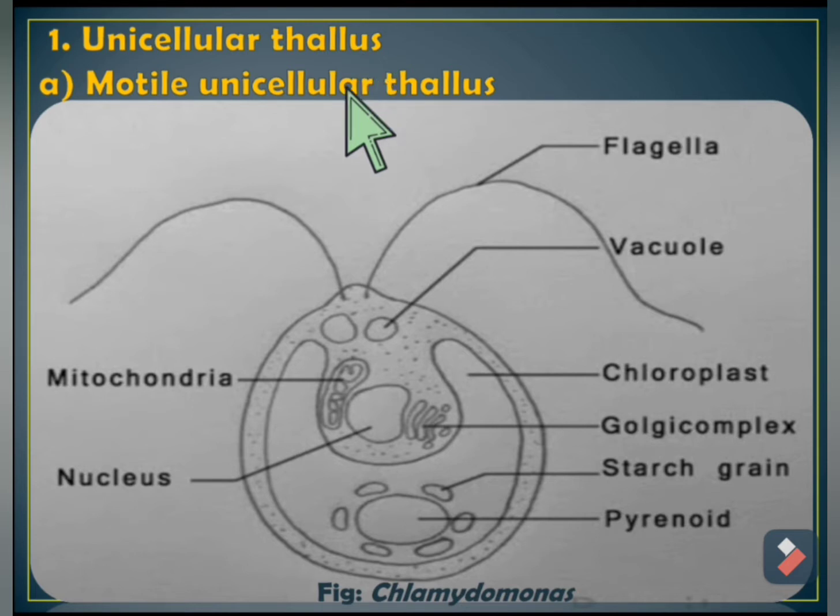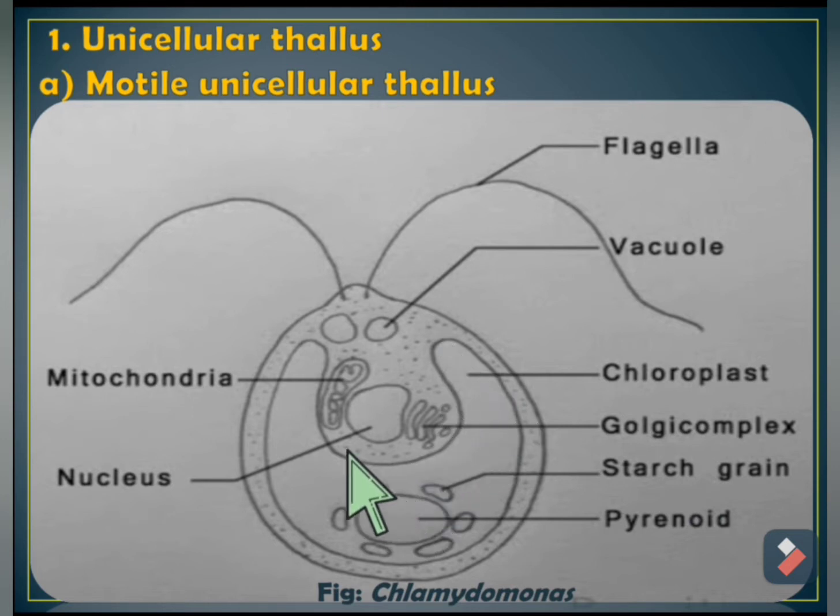So talking about the motile one here, as you can see, that is the motile unicellular thallus. These forms are unicellular and they remain motile. The cell may be spherical, it may be oval, or it may be pear shaped. And the example that I'm showing you is of Chlamydomonas, which is a green algae. It is spherical, as you can see. It is unicellular, uninucleate with a cup-shaped chloroplast.